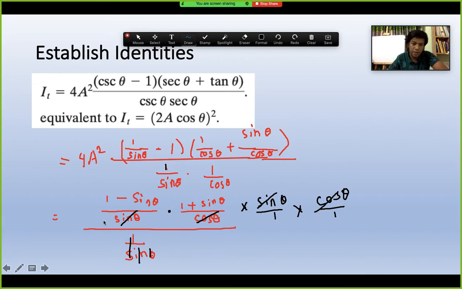So now we only have, let's carry this 4a squared. Now we only have 1 minus sine theta, 1 plus sine theta, and now we can easily use the formula: 1 minus sine theta times 1 plus sine theta. That means 1 minus sine square theta. So we can write 1 minus sine square theta, and 1 minus sine square theta equals cos square theta.